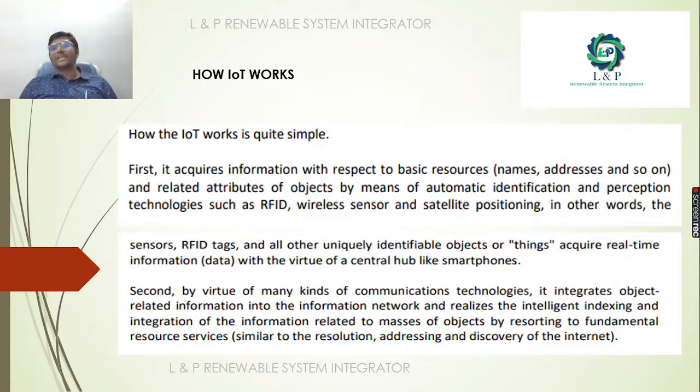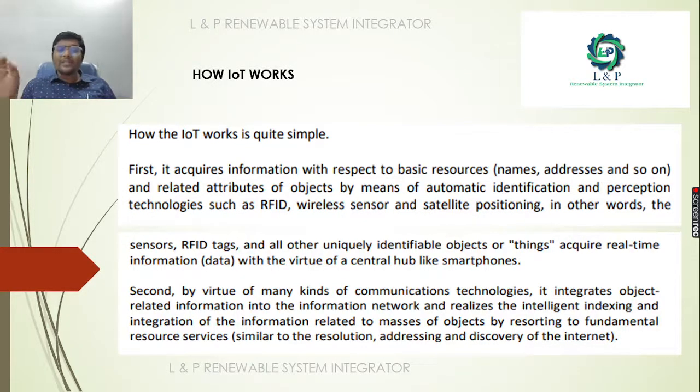How does IoT work? It is very simple. First, it acquires information with respect to the basic resources, names, addresses, and everything. Next, it uses technologies like RFID, wireless sensors, and satellite positioning. In other words, sensors and RFID tags are often referred to as things.